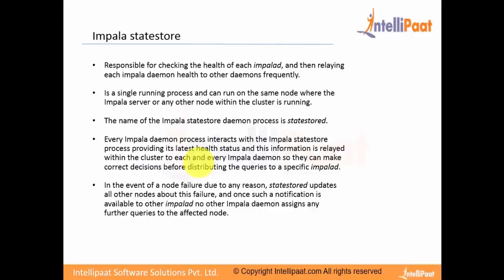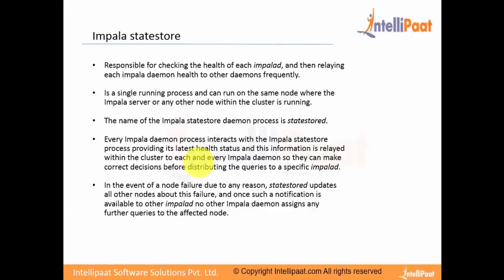So if I have 10 nodes in my Impala cluster, a state store process will have the status from each Impala D node from all these 10 nodes, and will also send the status of the other 9 Impala nodes, or the Impala D processes, to other machines. Now why is this important?